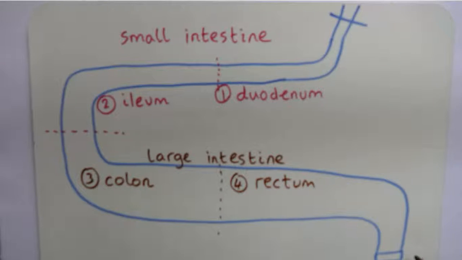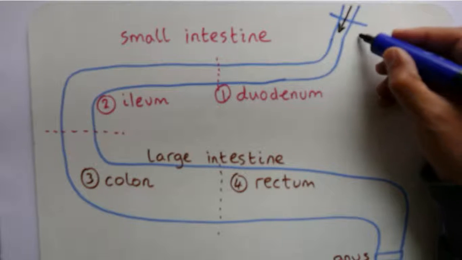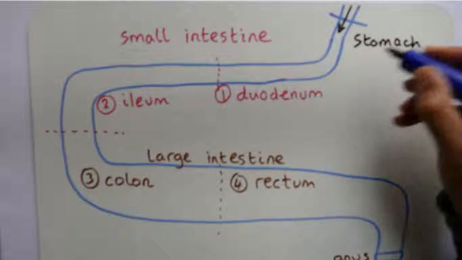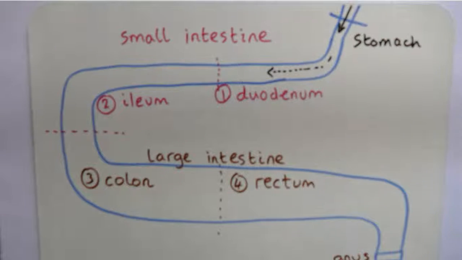And this final part, where the food is expelled out of the body, is called the anus. So the food comes in from the stomach and it works its way down the duodenum.